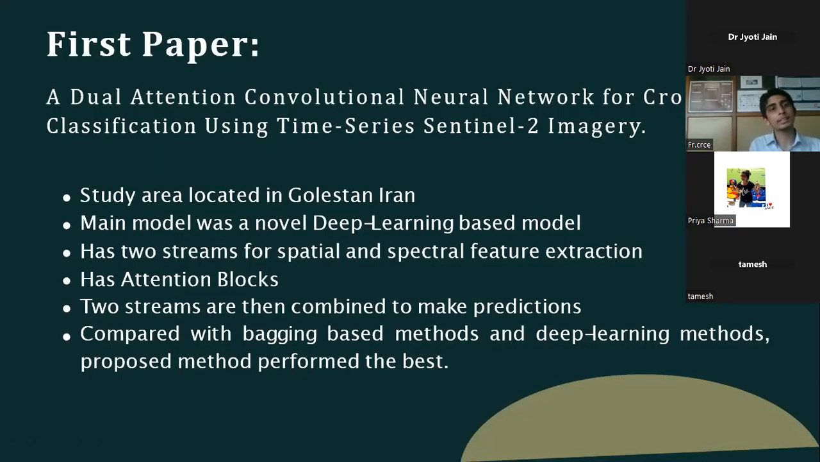The first paper is a dual attention convolutional neural network using time series Sentinel-2 imagery. The study area is located in the county of Aq Qala in Golestan, Iran. The main reason for the paper was to test out a specially designed deep learning based model in order to take advantage of all spatial, spectral, and temporal features of the crop data. It had 2 attention blocks and 2 common streams, which were then combined using a softmax layer to make predictions. It performed the best when benchmarked against all other models.